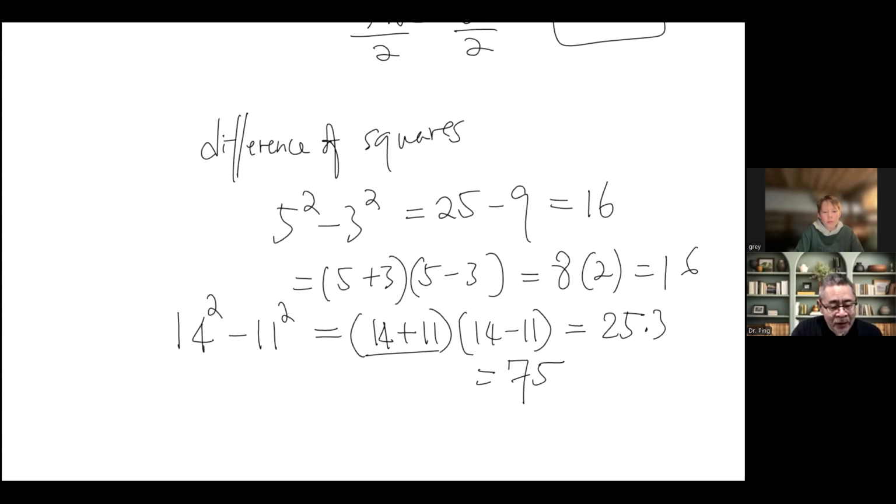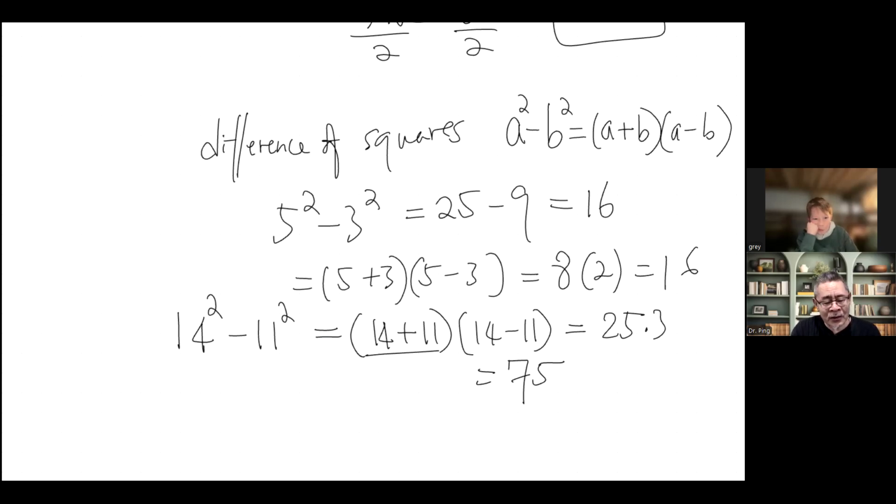Okay, so if you look at here, the formula is actually pretty easy. It's a squared minus b squared, and we write that as a plus b, then times a minus b. That sometimes makes our life a lot easier than squaring and then subtracting. Okay, I'll let you try a couple of those.